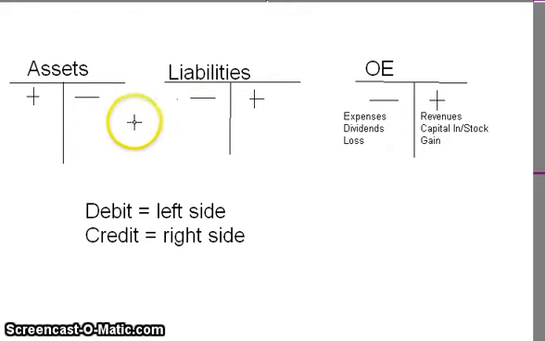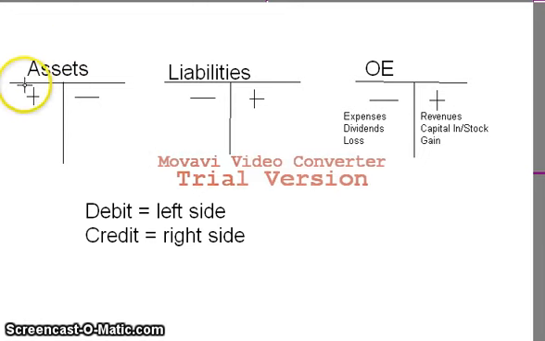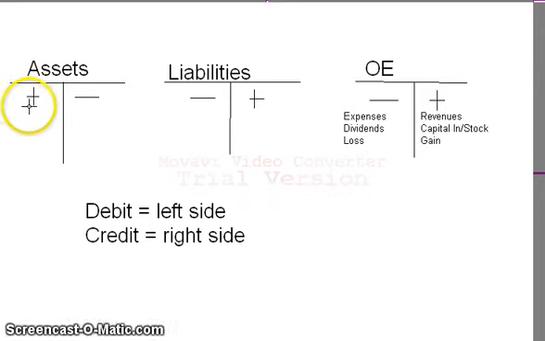Now let's talk about liability. Well, let me do one more. Let's say you got land. Land is clearly an asset to you, right? You might still owe money on it. That would be a liability, a mortgage, but the asset of land is still going to be here. So if you got land, it's going to be an increase to land, which is a debit. If you sold land, that's going to be a decrease to land, a credit. Okay, so you get the idea for assets.